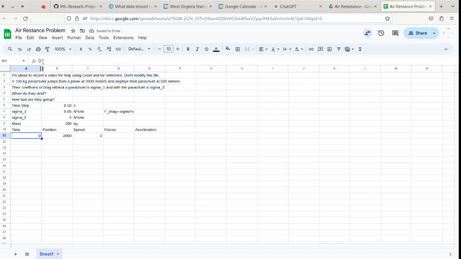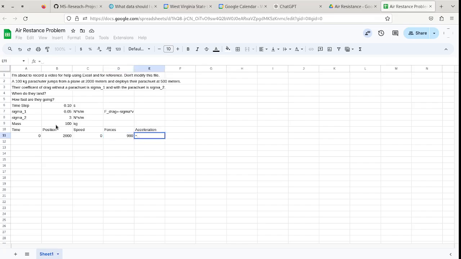Alright, forces. There we go. In this particular case, we have 9.8 times their mass here. The equal sign specifies that I'm going to assign a value to this cell. That value is 9.8 times their mass. So here we have the forces upon them, which is gravity, 980 newtons.